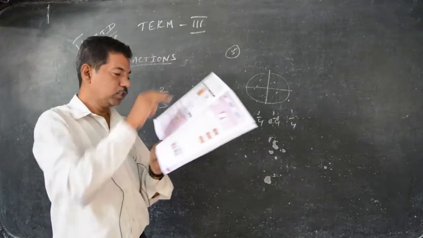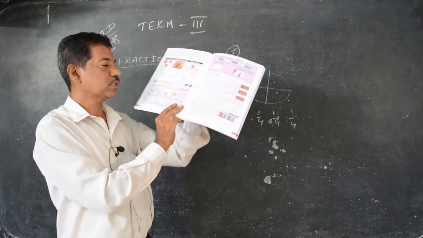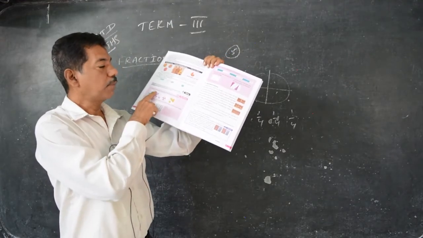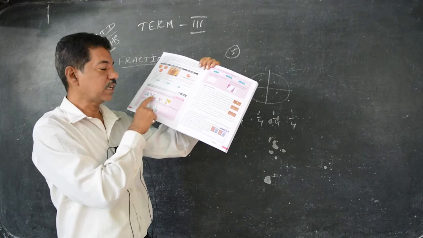See the second page. You have lots of objects. Okay, observe the following and represent the shaded parts as fractions.